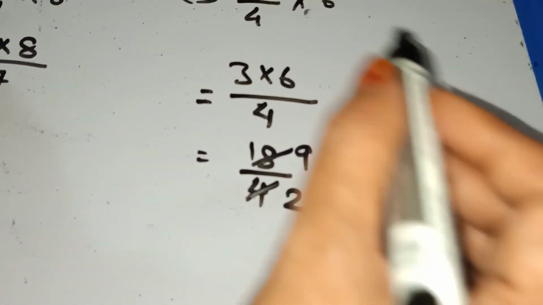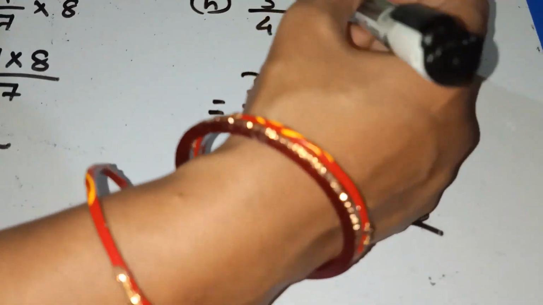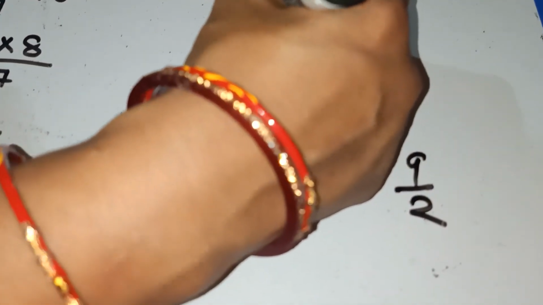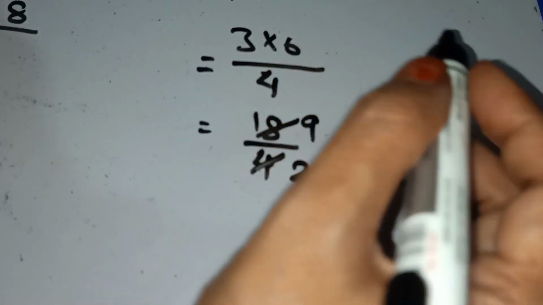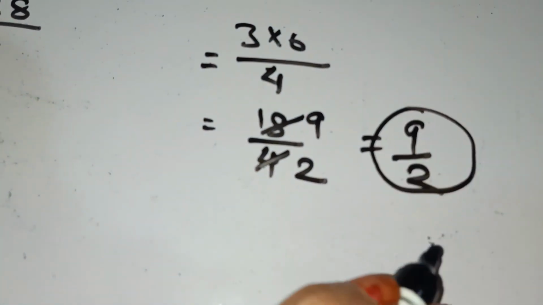In another method you can do, first you cut these two numbers here like this, 2 2s are 4, 2 3s are 6, and after that you multiply it and you will get the same answer.